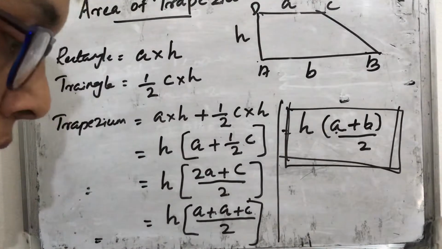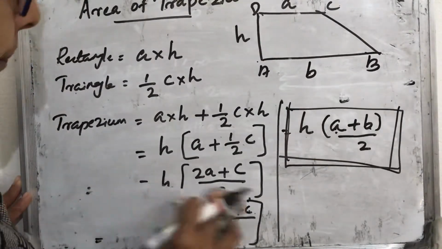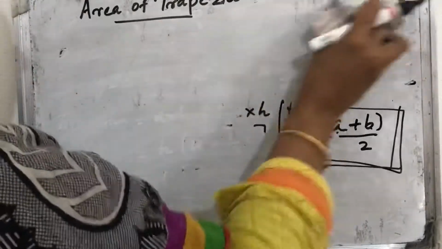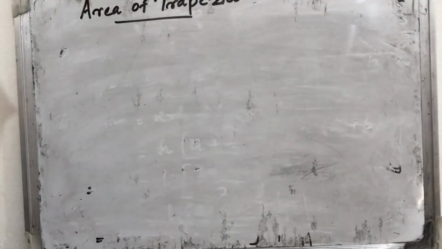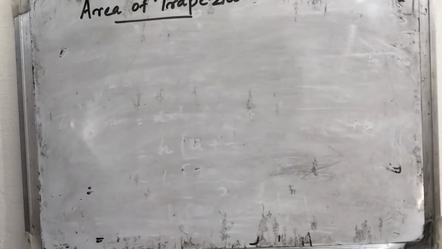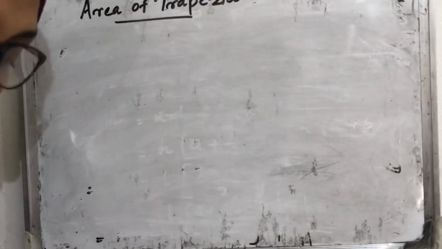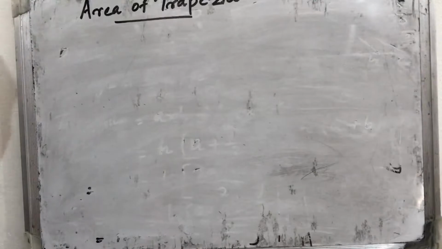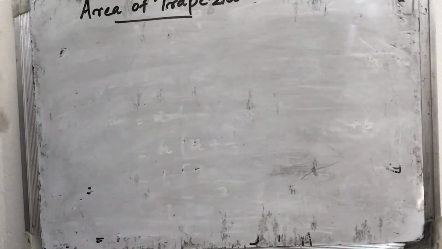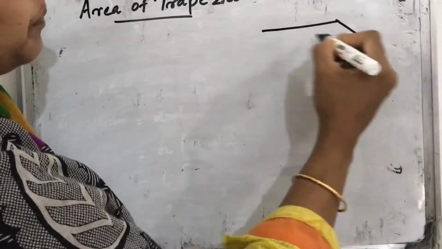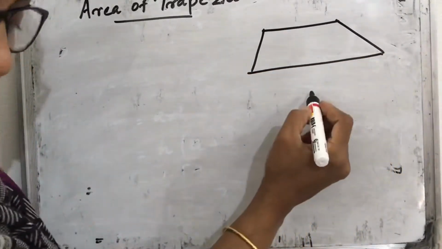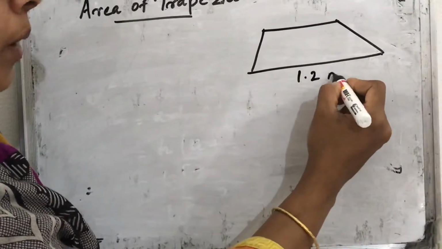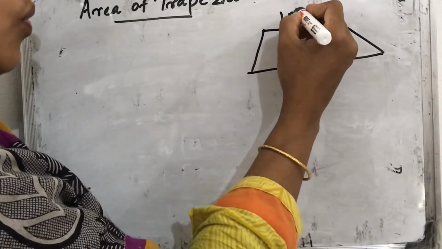Now take your textbook and go to page number 177. Read the first exercise question. The shape of the top surface of a table is a trapezium. Find its area if its parallel sides are 1 meter and 1.2 meter and the perpendicular distance between them is 0.8 meter. The parallel side length is given as 1.2 meter, and this is 1 meter.